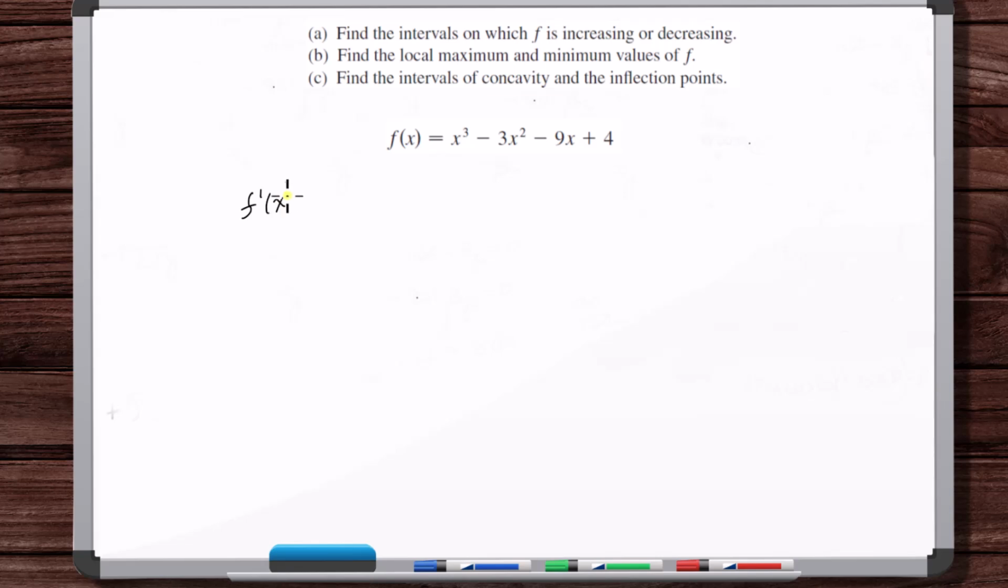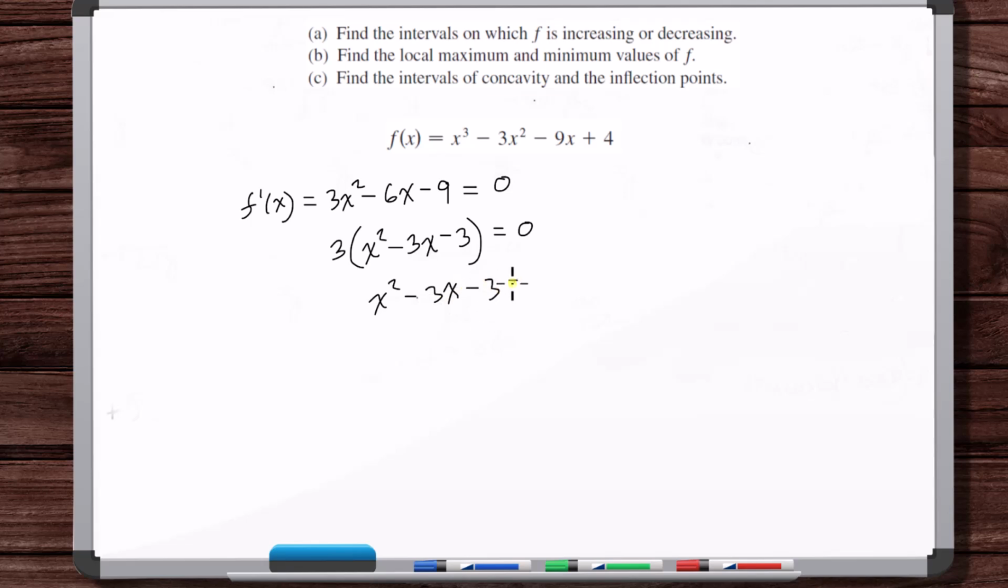Okay, so we need to start by taking the first derivative. Okay, there's no x where this doesn't exist. This is a polynomial. The domain is all real numbers. So the only possible critical points are where this is equal to 0. All right, now let's solve this. Factor out a 3. So divide both sides by 3.